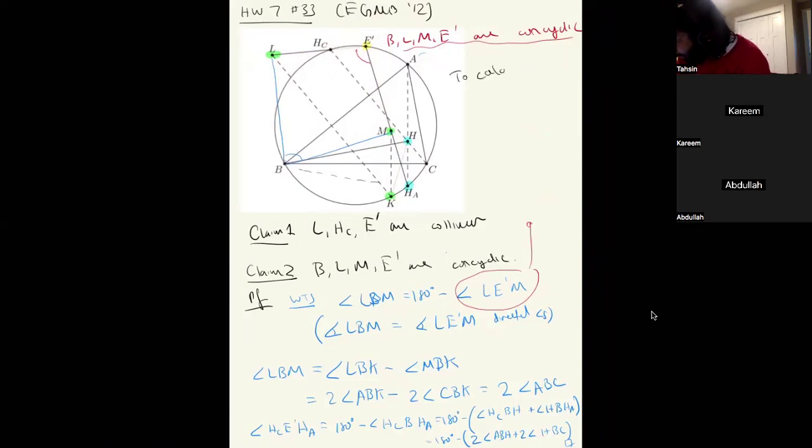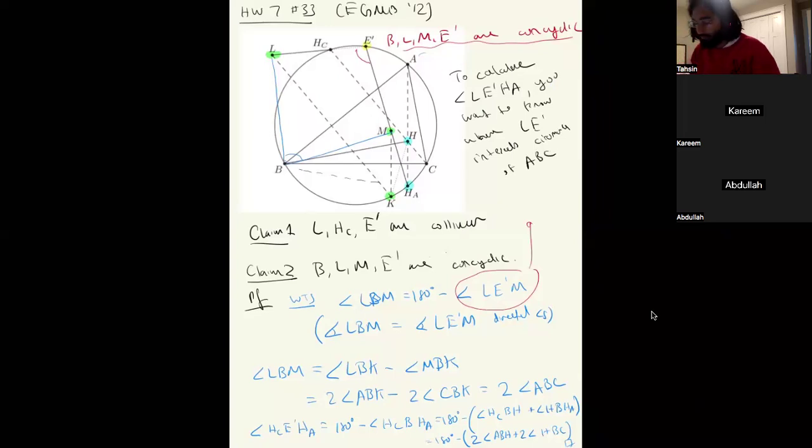To calculate angle L E prime HA, you want to know where LE prime intersects the circumcircle of ABC. You want to know exactly, say for example, what this arc length is, what this arc length is.